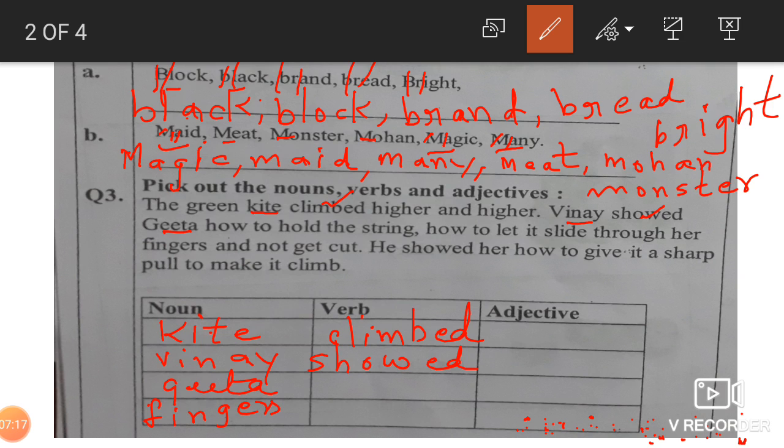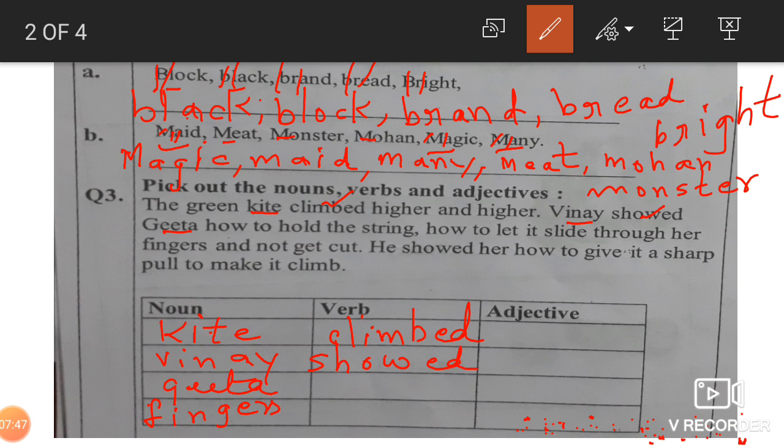Okay. Then comes Geeta, how to hold. Now you must be wondering why the teacher is not taking hold, because whenever before the verb there is to, तो infinitive verb होता है बेटा, ये verb नहीं होता है, simple verb नहीं है. So we cannot write hold. Then how to let, again infinitive beta. Okay. And then slide through her fingers and got not get cut. Cut is also not an action word here because cut is ending with object.